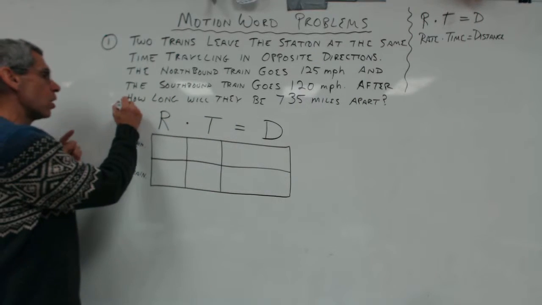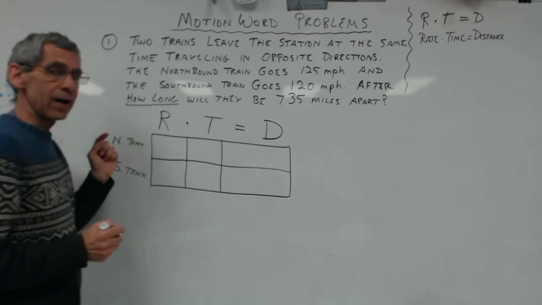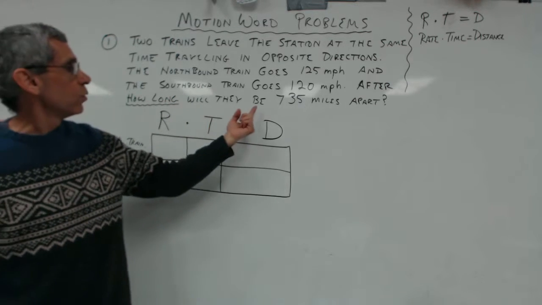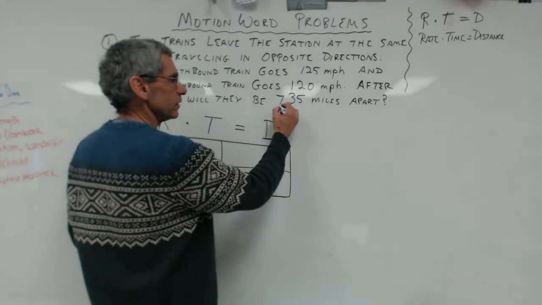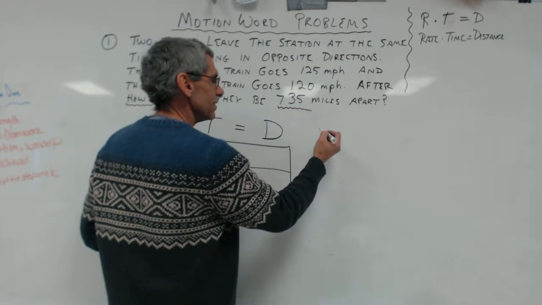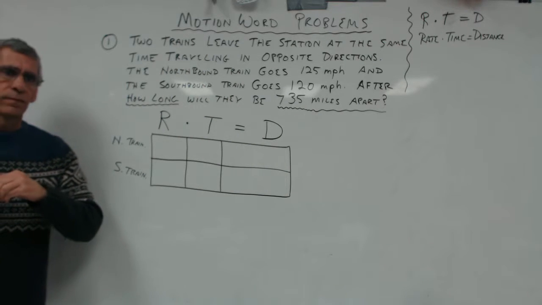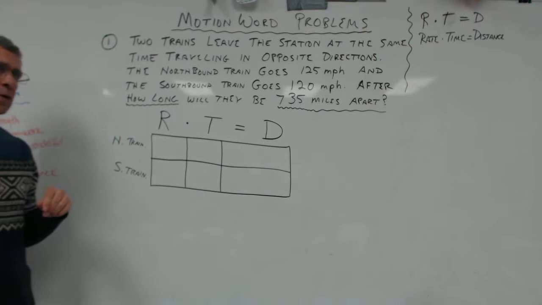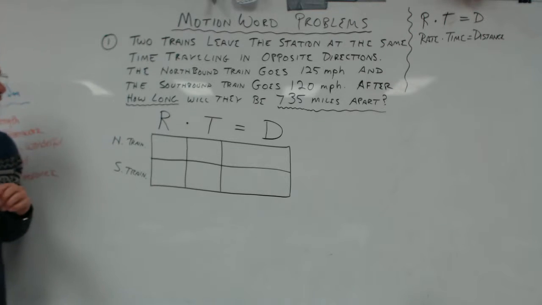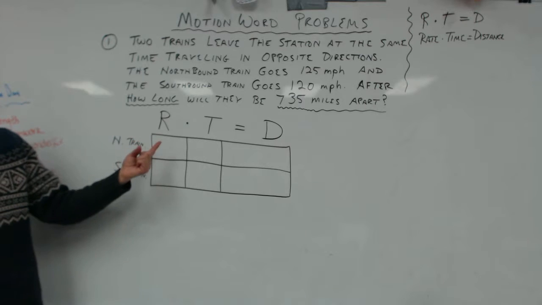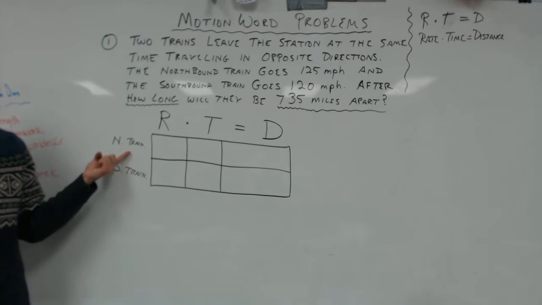After, here's the final question. After how long? What does how long mean? Time. They're asking us to find the time. After how long will they be 735, that's a distance, miles apart. To find time you do T equals D over R. Okay, hang on. I'm going to just focus on the lecture today. So 2 trains leave the station, so I've got to figure out what is my northbound train's rate.